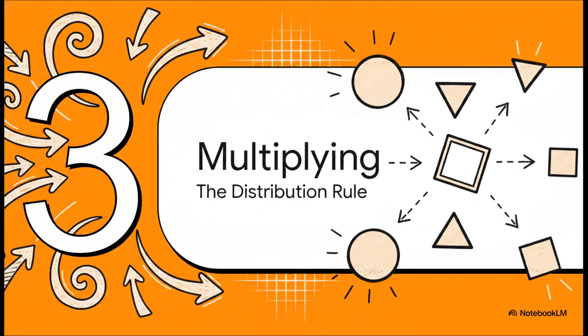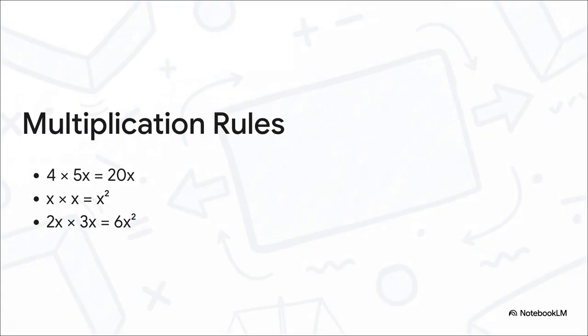So let's add our next big skill to the mix, multiplying. For this, we're going to use something called the distribution rule to expand our algebraic toolkit. First, a couple quick rules of the road. When you multiply a number by a variable term, like 4 times 5x, you just multiply the numbers, so you get 20x. When you multiply a variable by itself, like x times x, that just becomes x squared. And if you have two variable terms, like 2x times 3x, multiply the numbers, 2 times 3 is 6, and multiply the variables, x times x is x squared. Put them together, 6x squared.